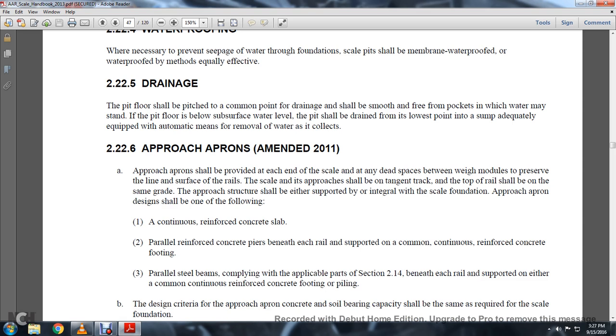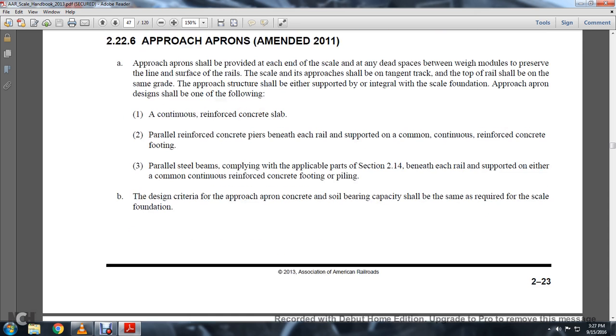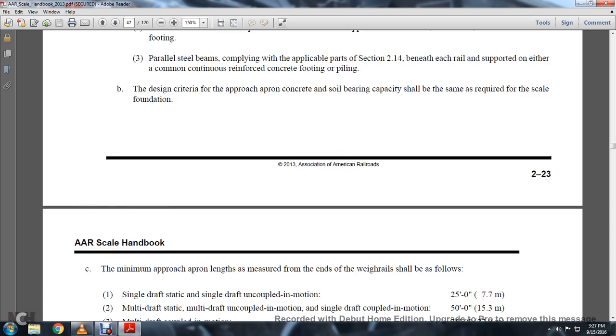A continuous reinforced concrete slab; or parallel reinforced concrete beams beneath each of the rails, supported with a common continuous reinforced concrete footing; or parallel steel beams complying with the applicable parts of 214 beneath each of the rails, supported with a common and continuous reinforced concrete footing or piling. The design criteria for the approach, concrete or soil bearing capacity shall be the same as required in the scale foundation.